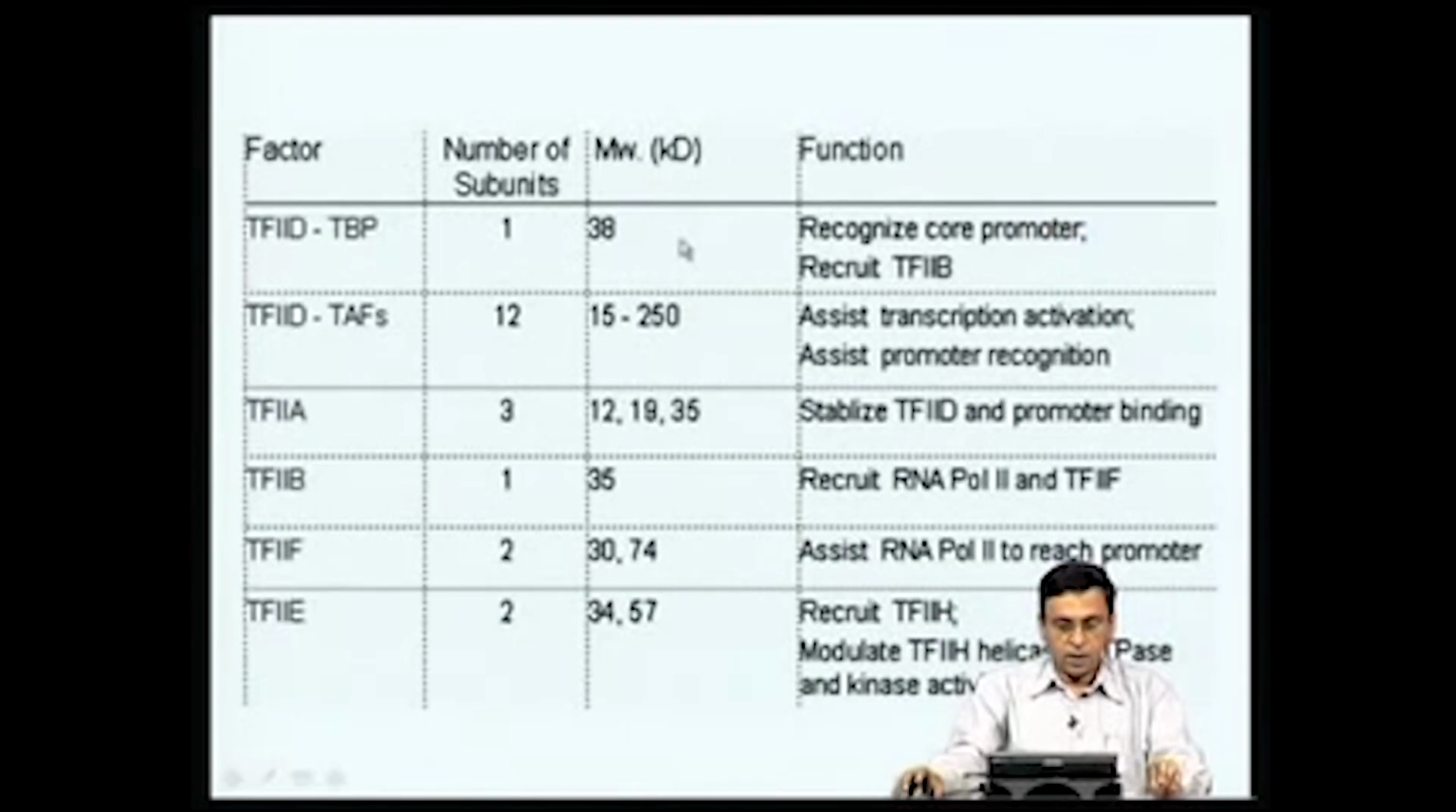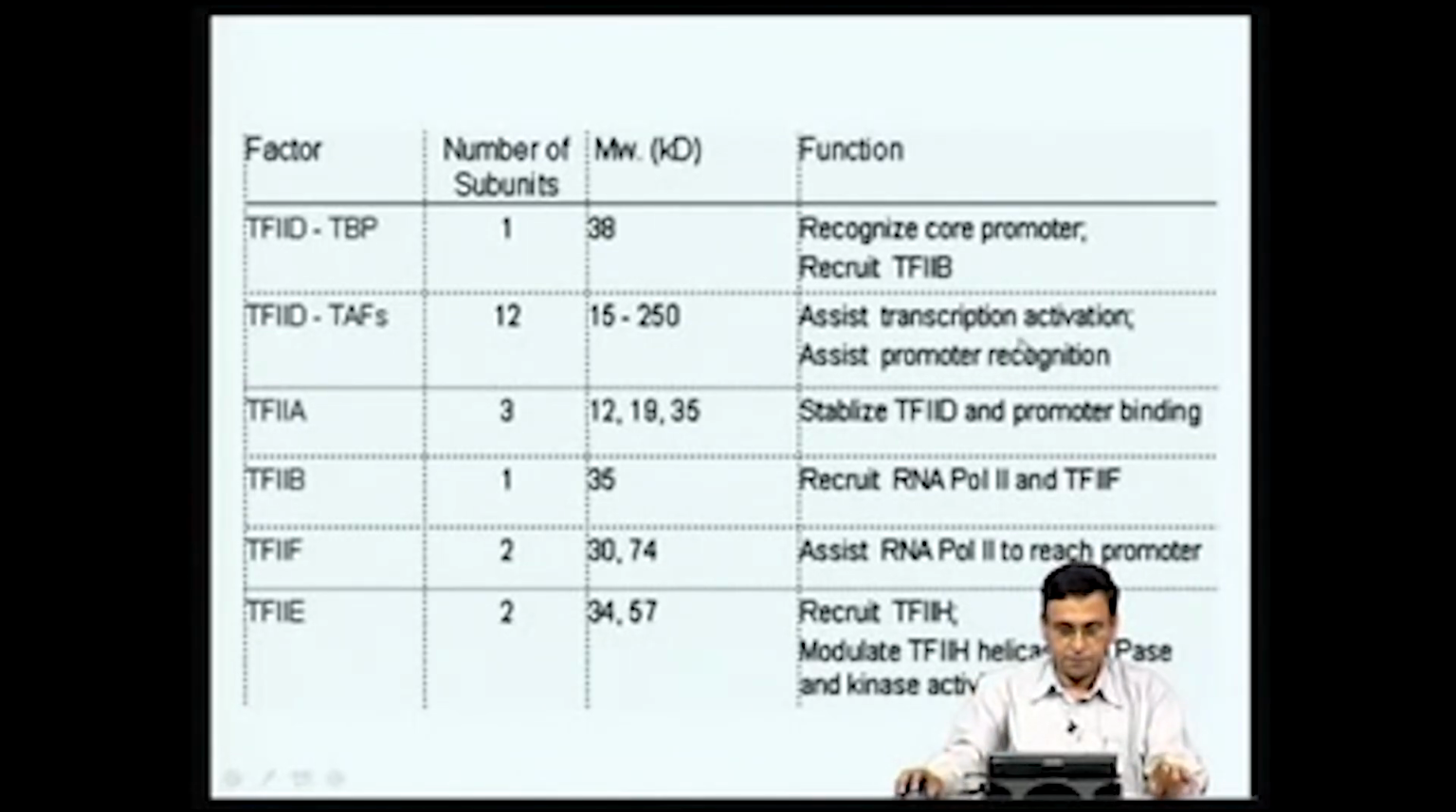Right. Now, I also mentioned very briefly in the first class that each one of these general transcription factors has 1 to many subunits, and they have different molecular weights and each of them has a different function. For example, the TBP component of TFIID is involved in promoter recognition and its job is also to recruit TFIIB. And TFIID, in addition to TBP, also contains what are called TBP associated factors, and they play a very important role in transcription activation and promoter recognition. You have TFIIA, B, F and E, and each of them has a specific function during transcription which we discussed in the first class.